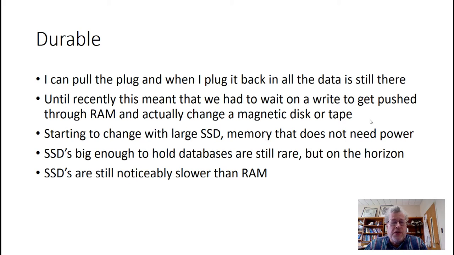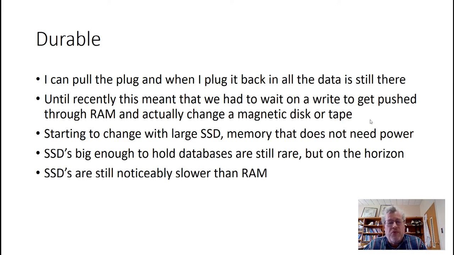Things are starting to change. Now we have SSD, solid state devices. Basically, this is memory that doesn't lose its positions when it loses power. And we're seeing these a lot. For instance, if you've seen a little card to go into your camera or your cell phone, those are SSD materials. But SSDs big enough to hold a whole database are still rare, although they're on the horizon. And even then, SSDs are noticeably slower than RAM, random access memory.